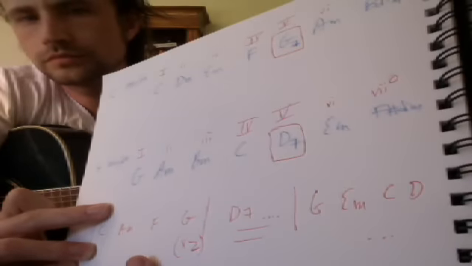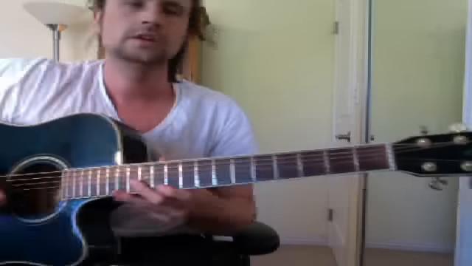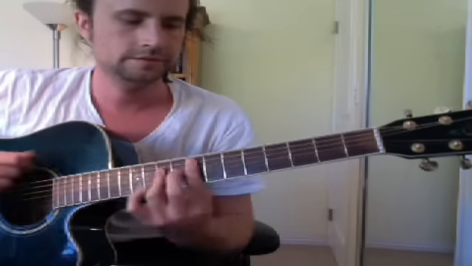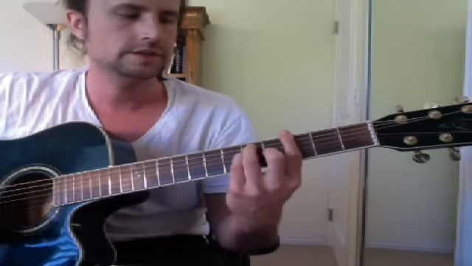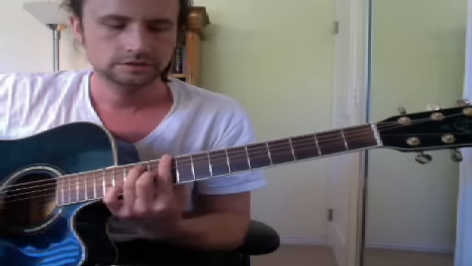So one more time, take a look at that picture. I'm going to play it one more time, and then I'll play it without the D7, and you can hear the difference. So one more time with the D7. Let's do it with bar chords instead. So I'm going to do C, A minor, F, G, and then D7, G, E minor, C, D.